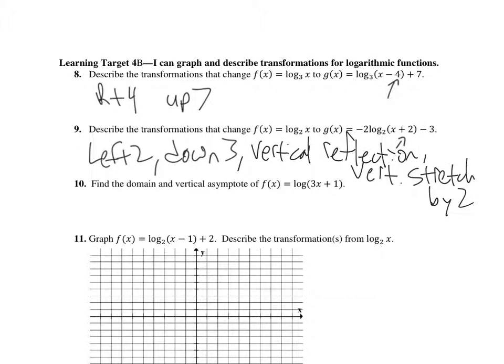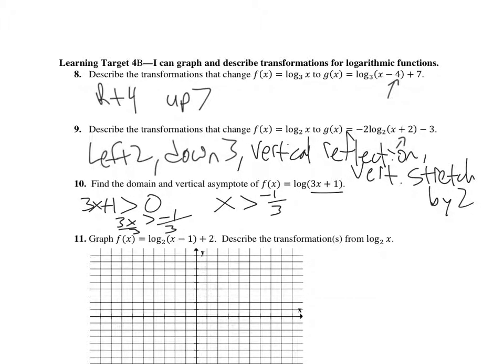The domain of a logarithm requires that 3x plus 1 has to be greater than 0. So we subtract 1 from both sides. 3x is greater than negative 1. Divide by 3. Divide by 3. X is greater than negative 1/3.